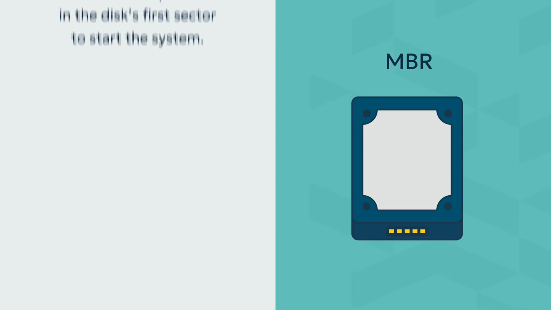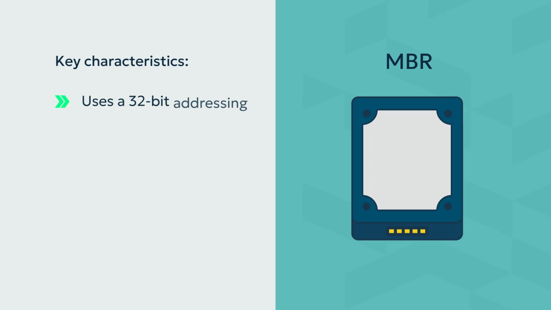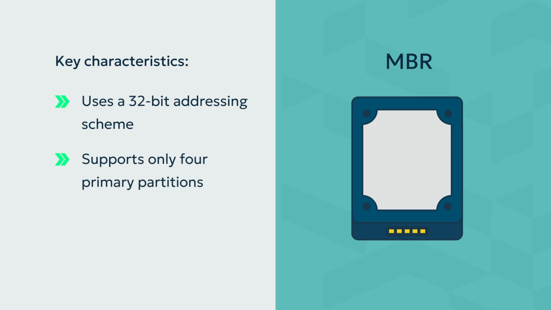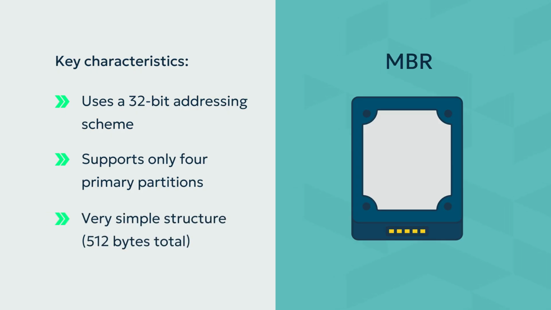starting the system. Key characteristics: uses a 32-bit addressing scheme with a maximum drive size of 2 terabytes. Supports only 4 primary partitions, though one can be an extended partition holding multiple logical drives. Very simple structure, 512 bytes total, but no redundancy or error checking.